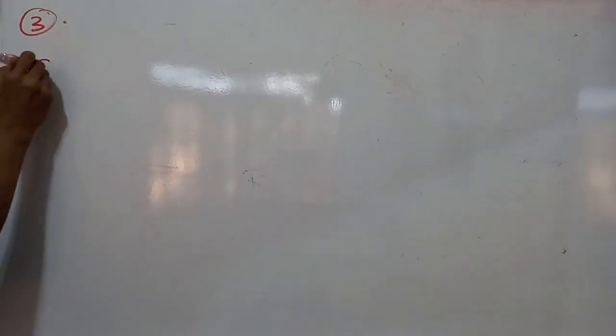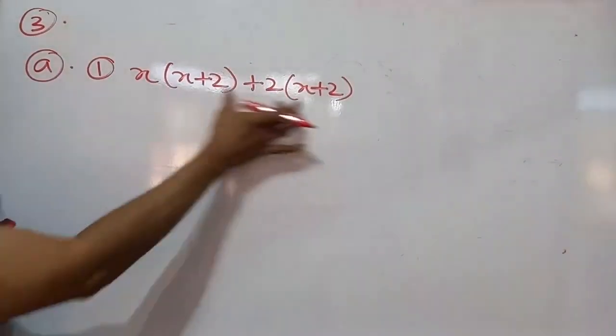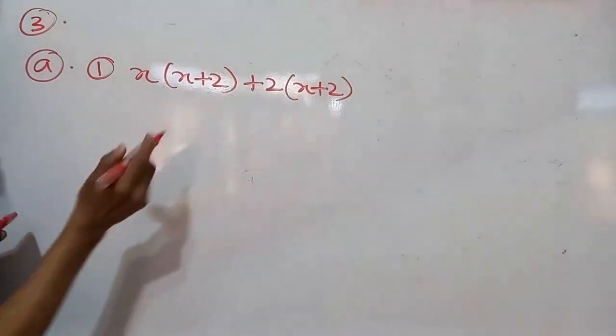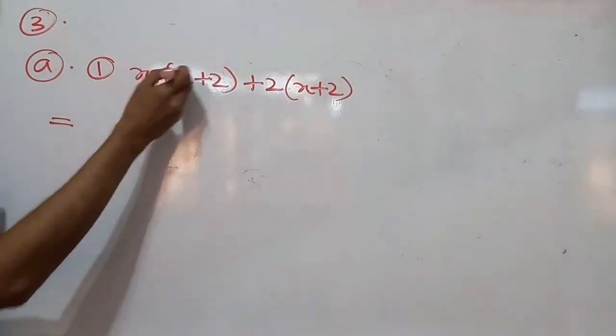So this is part A, right? So we have to simplify the brackets. It's the same story as before. So here we have what?